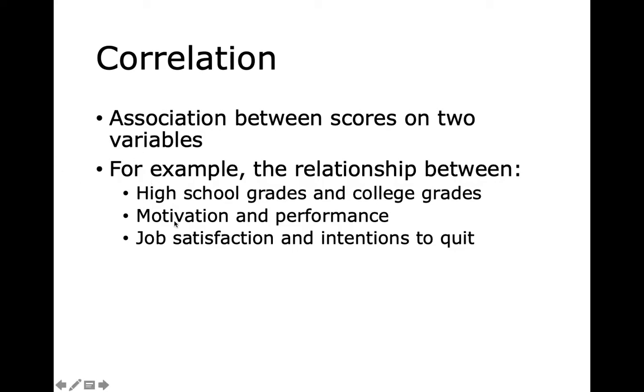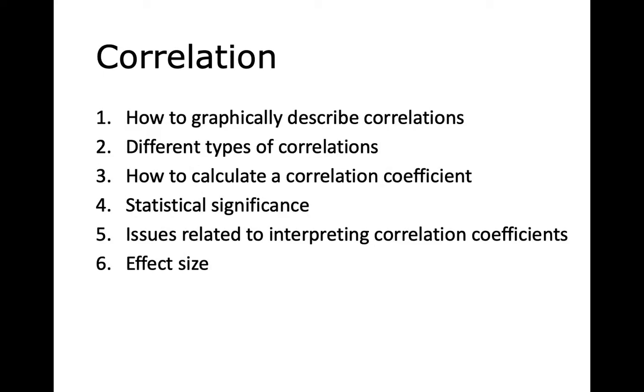So positive relationships in the first two cases. In the third case, this would appear to be a negative relationship. That is, the higher the job satisfaction, the lower one's intentions to quit. So with a negative correlation, we've got high scores on one variable going with lower scores on the other variable. In the previous lecture, I reviewed how to graphically describe correlations using a scatter plot, and that there are different types of correlations. I just reviewed a positive and a negative correlation, but we could have a zero correlation. We can also have a curvilinear correlation. We reviewed how to calculate a correlation coefficient, so I'll go over that again.